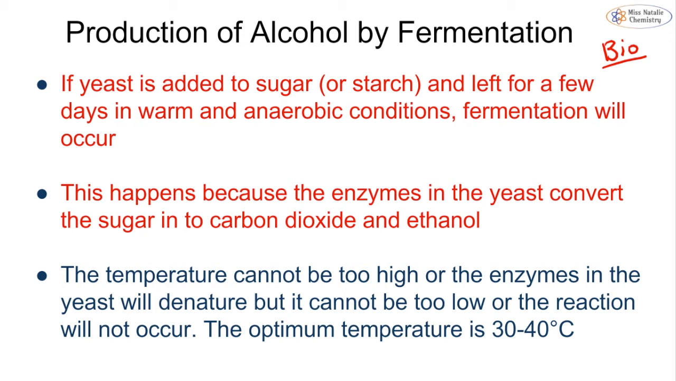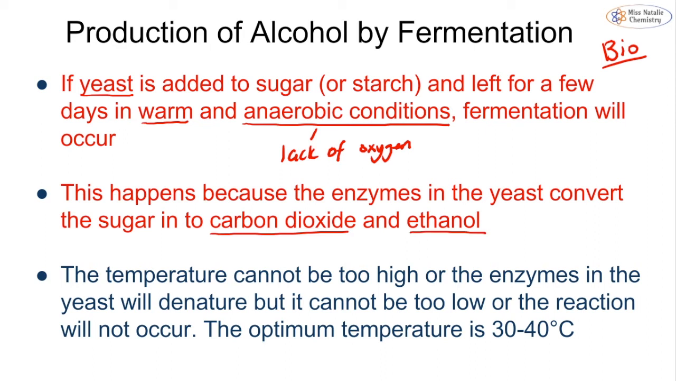So if we take yeast, which is a microorganism, and we add it into sugar or even into starch, and we leave it for a few days in warm and anaerobic conditions. So anaerobic meaning a lack of oxygen. What's going to happen is we're going to see fermentation occurring. This is because the enzymes that are in the yeast are going to convert the sugar into carbon dioxide and ethanol. So we're taking this sugar or this glucose, we are fermenting it, and we are forming carbon dioxide gas and ethanol.